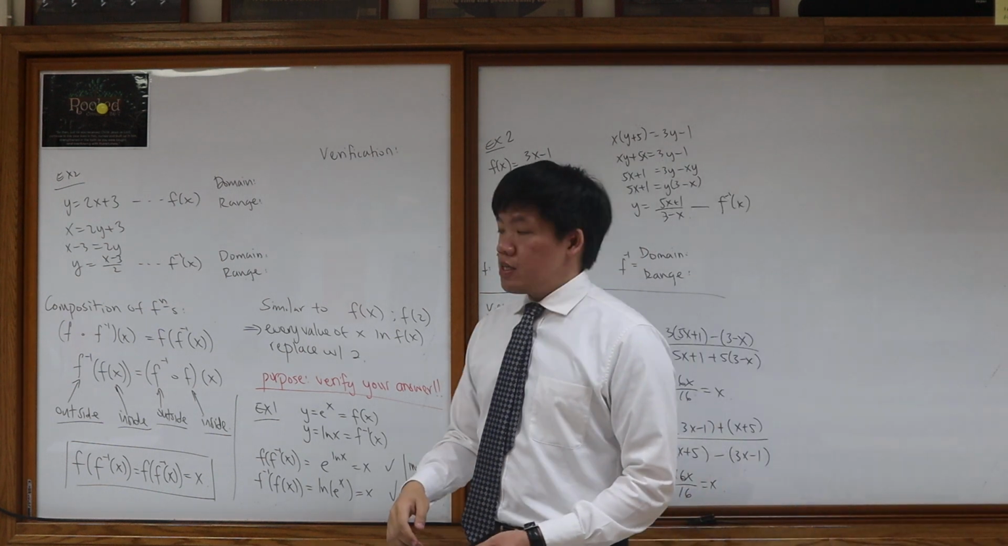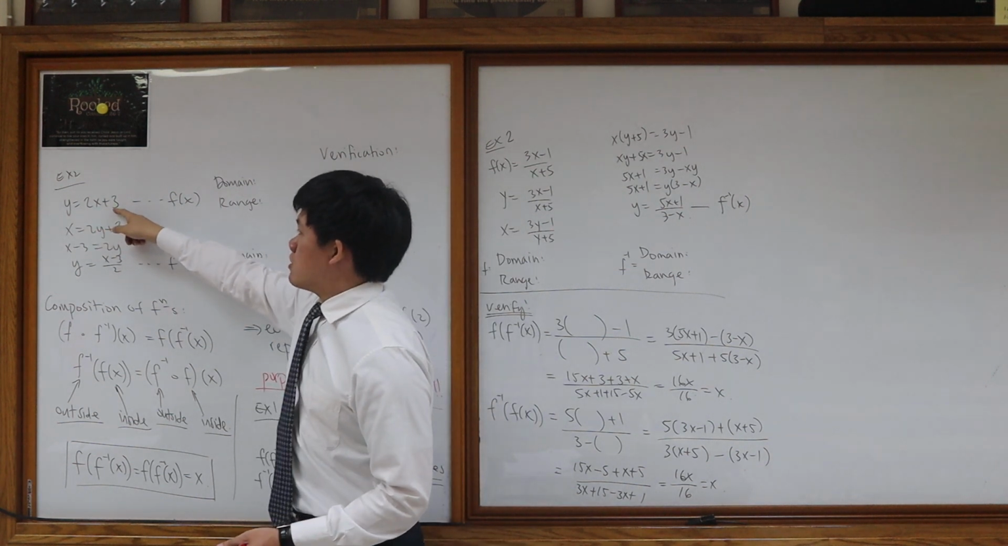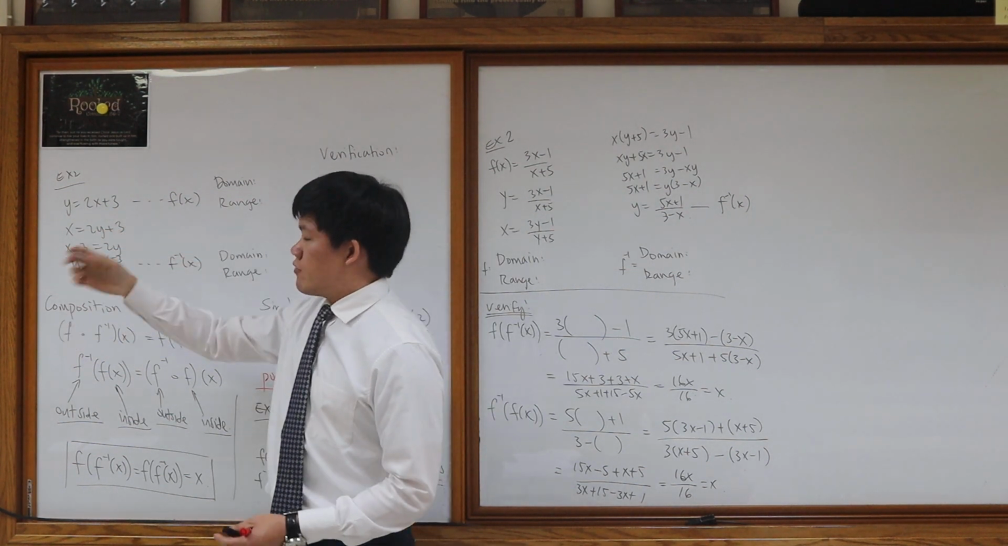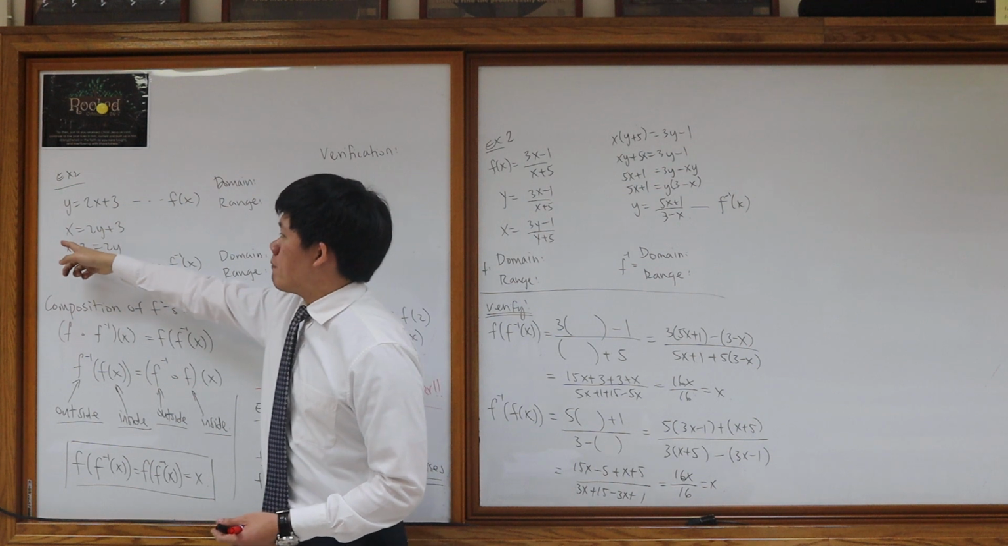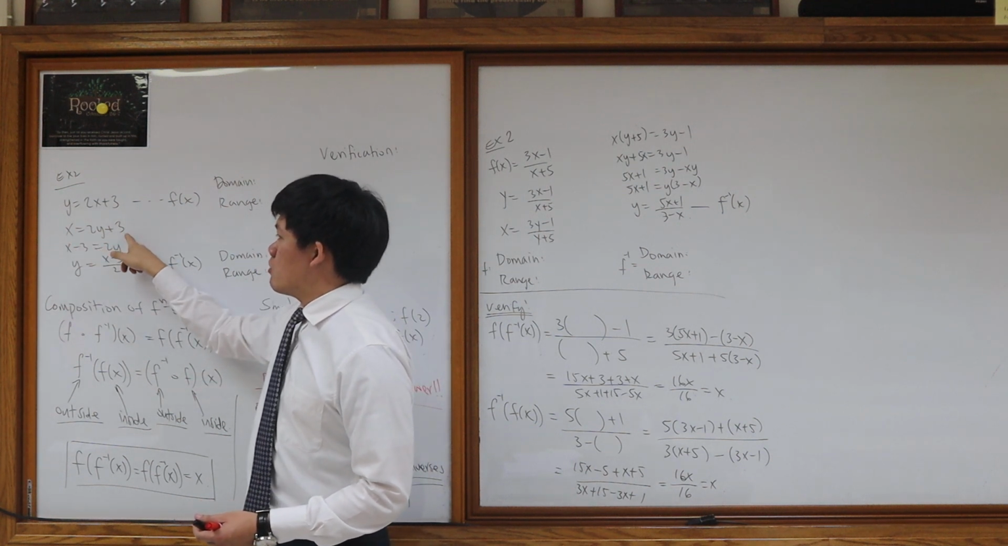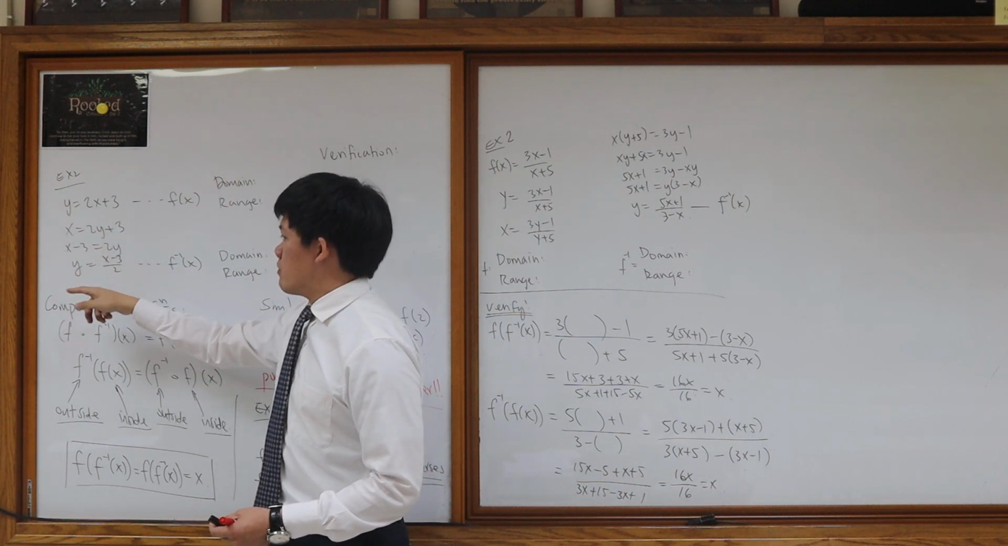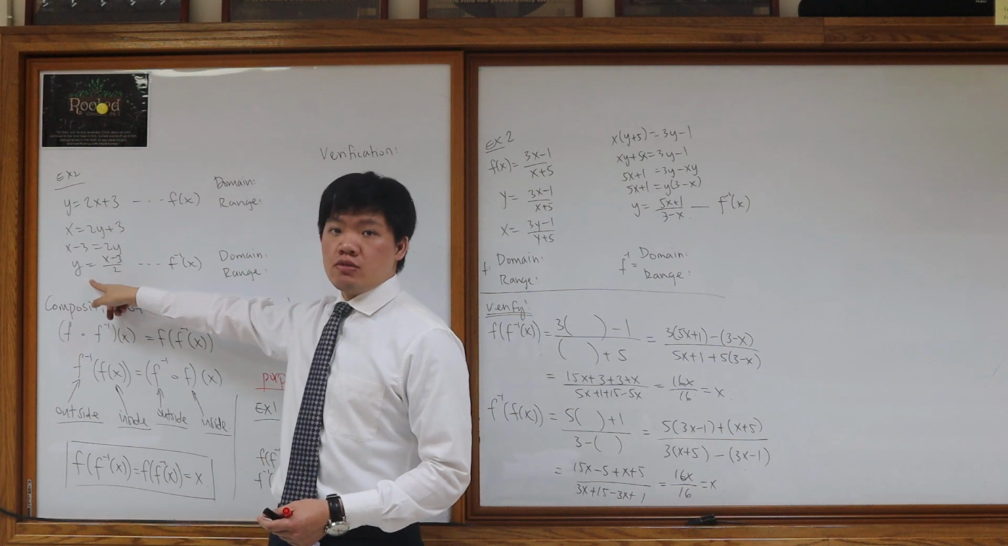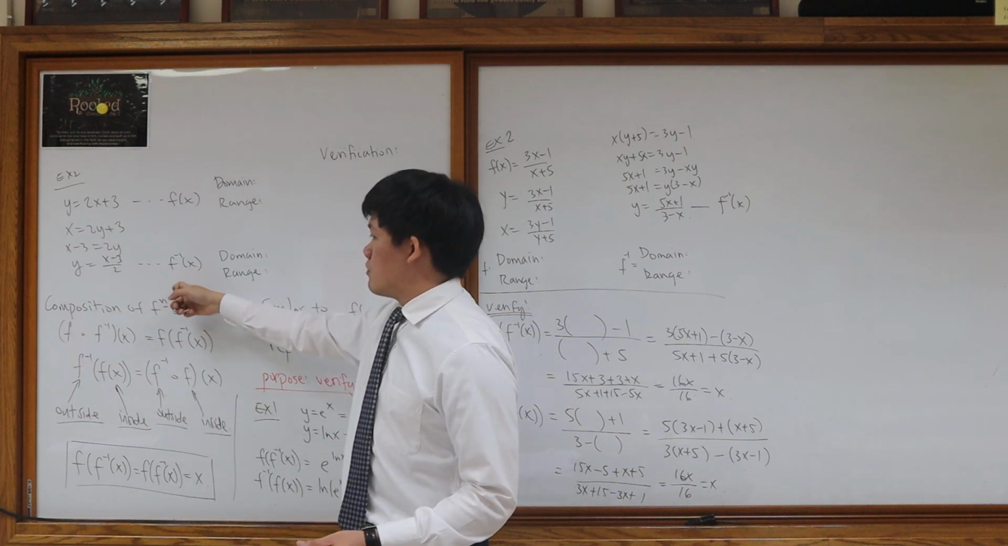Okay, so for the next example, we have y equals 2x plus 3. That's my f of x. And then first thing we do, again, switch your x and y, and then solve for y. So in that case, I move the 3 to the other side and divide everything by 2. I end up with y equals (x minus 3) divided by 2. Okay, that's my inverse function.